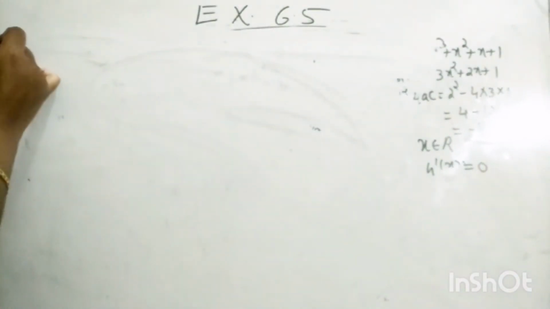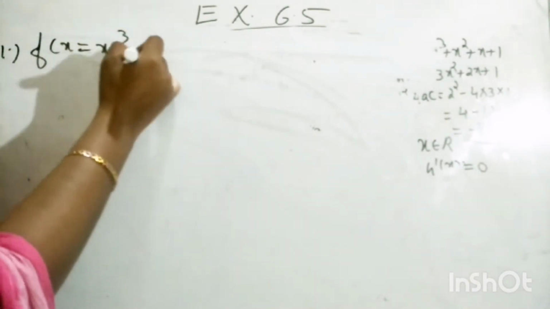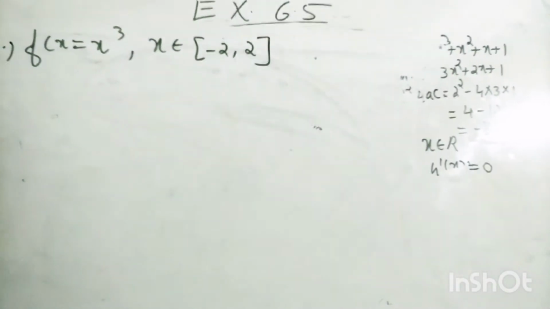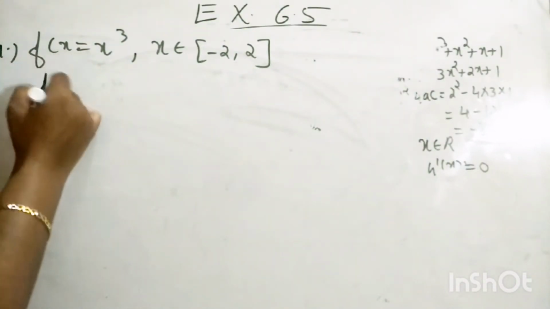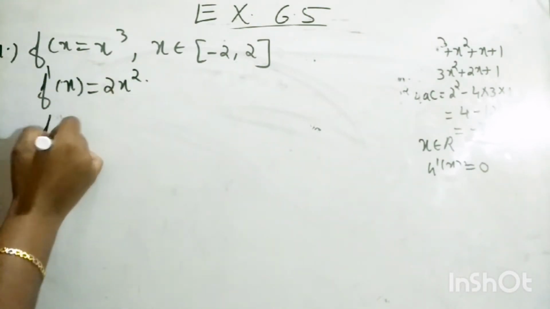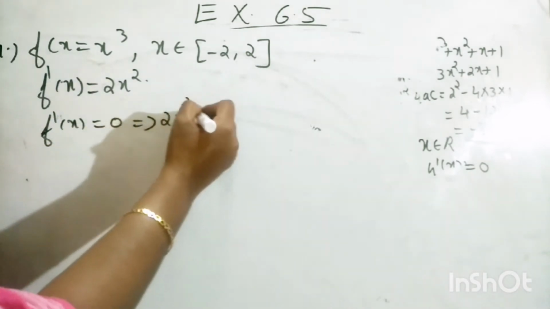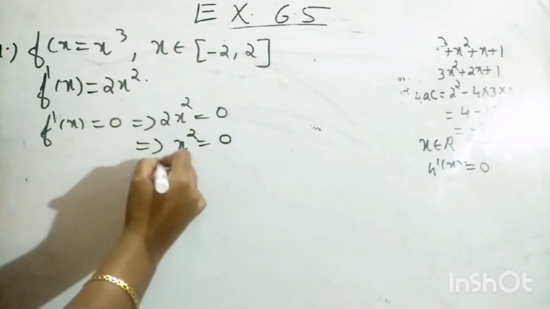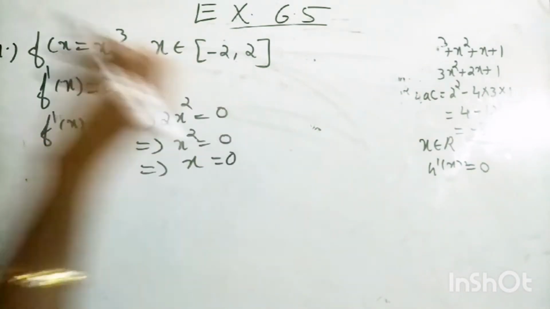The first one is f of x is equal to x cube, x belongs to the interval minus 2, 2. So f dash of x is equal to 3x square, and setting f dash of x equal to 0 implies 3x square is equal to 0, implies x square is equal to 0, and the value of x which satisfies this is 0.